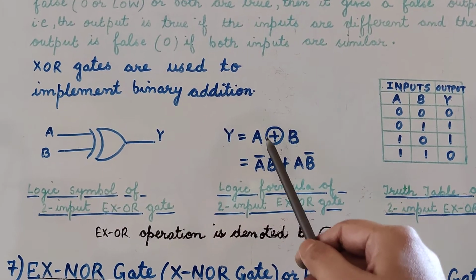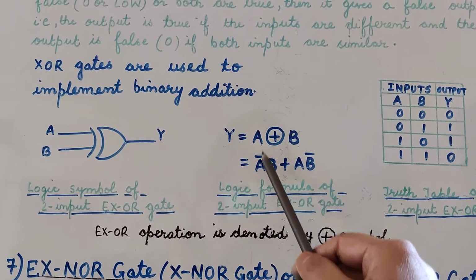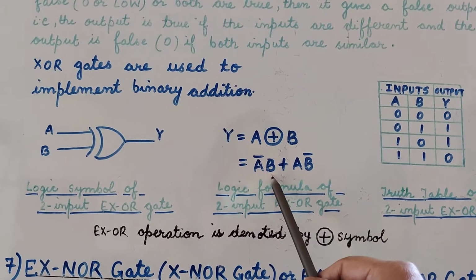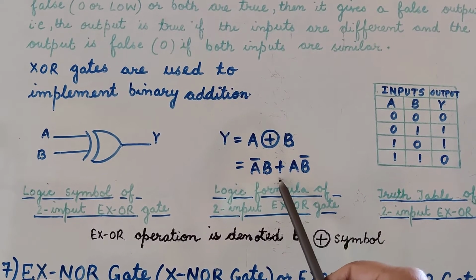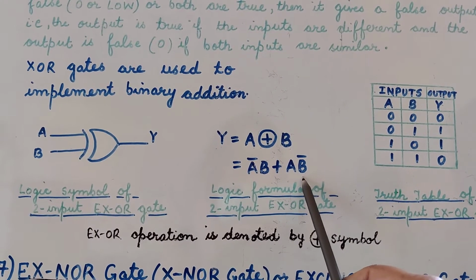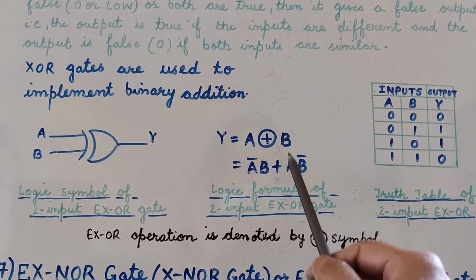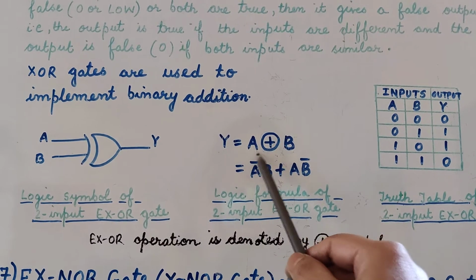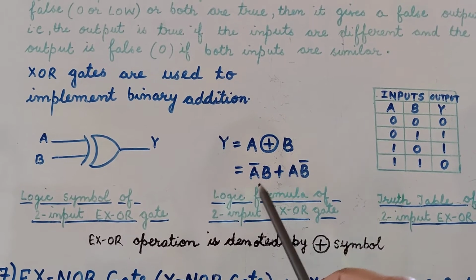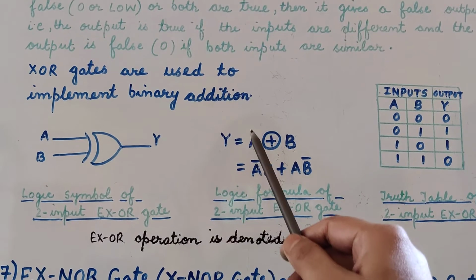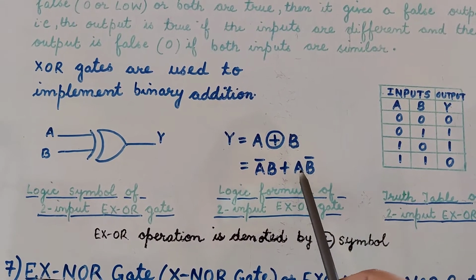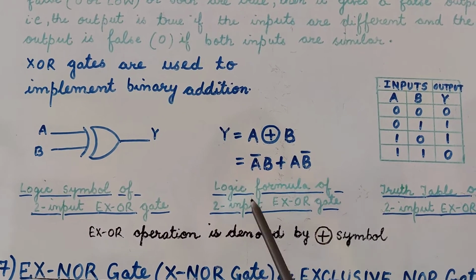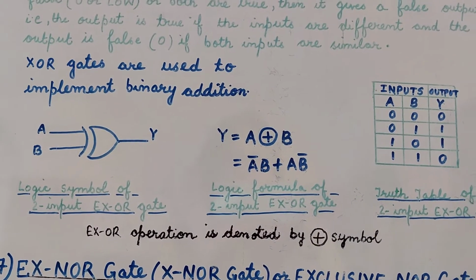Now this operation means that first we will have to take the complement of the first variable multiplied by the second variable. Again we will add the next term which will be equal to the first variable multiplied by the complement of the second variable. So after taking the XOR operation of A and B, the result will come out to be the complement of A multiplied by B plus A into the complement of B.